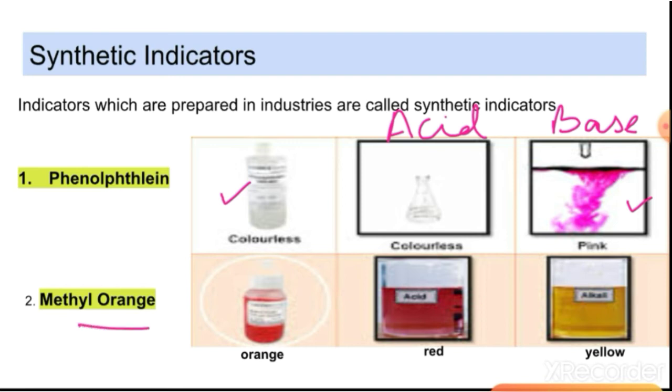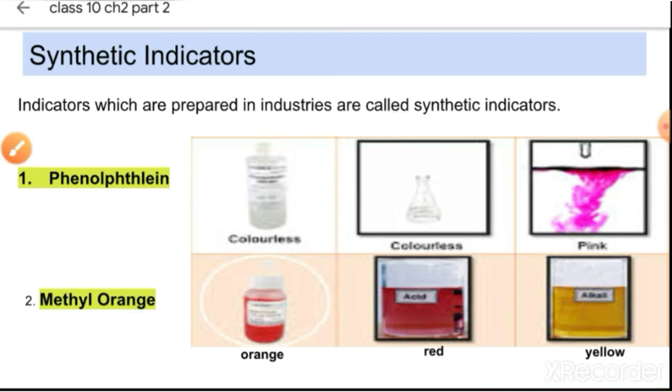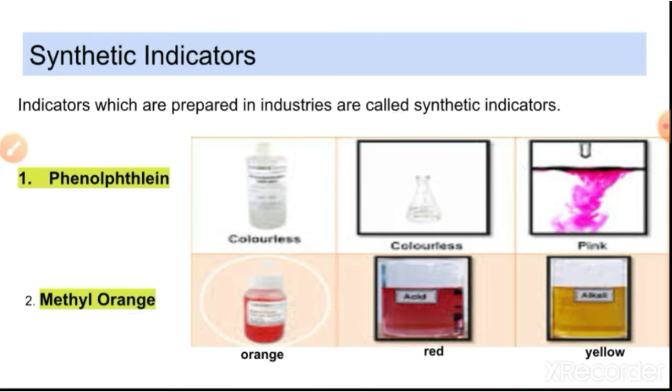Methyl orange is your second example of synthetic indicator. As the name indicates, it is orange in color, and when acid is added to it, or it is added to the acid, it turns red in color. If it is added to a base, then it turns yellow in color. So this means that by the change in these colors, we come to know whether the given substance is an acid or a base. That is how these indicators show the test.